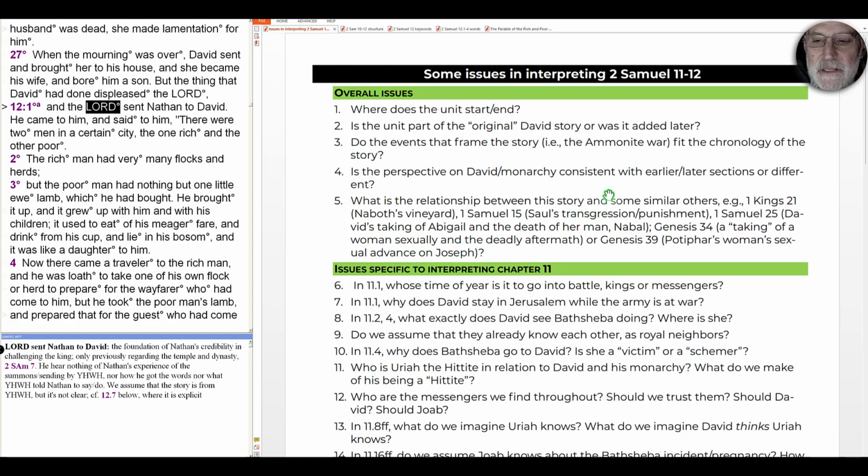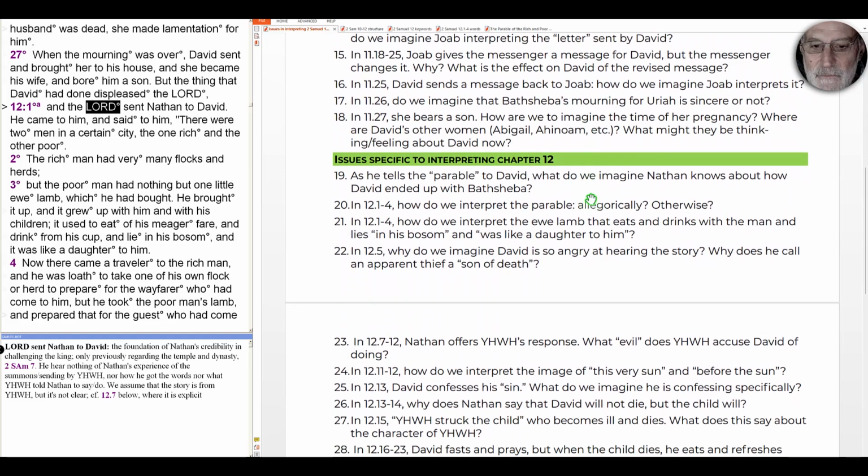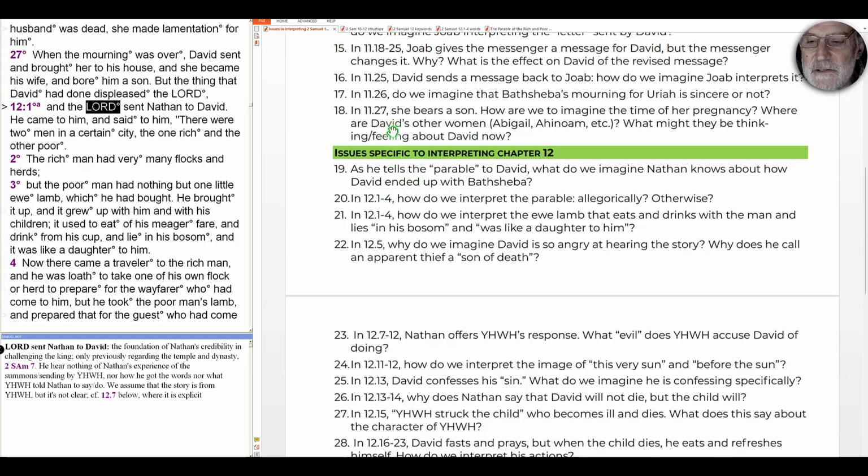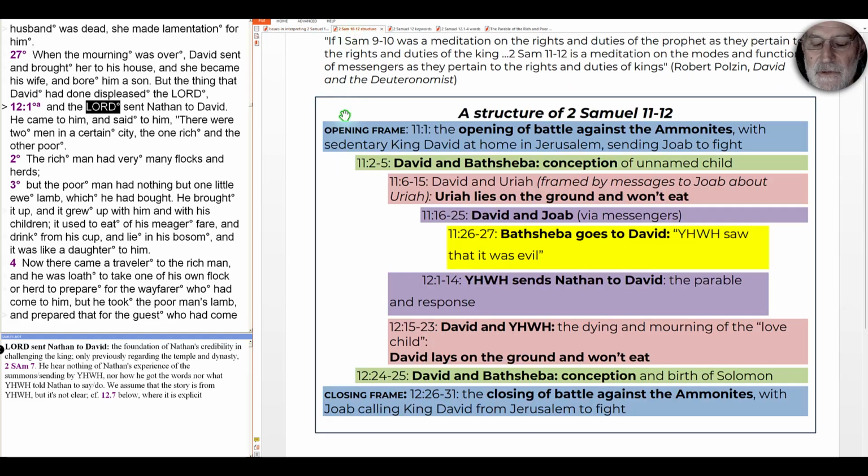If you haven't watched that yet, I really encourage you to do so, so you can get some sense of how these two chapters fit into the larger narrative of the rise and fall of David. So now we're on chapter 12, and as we begin to enter this, everything seems to change. And let's look at the structure that I've been following here.